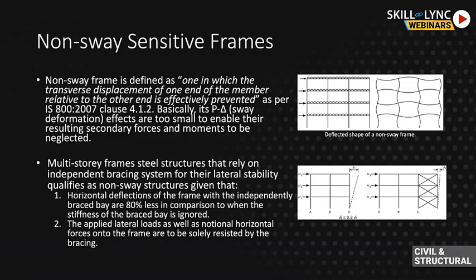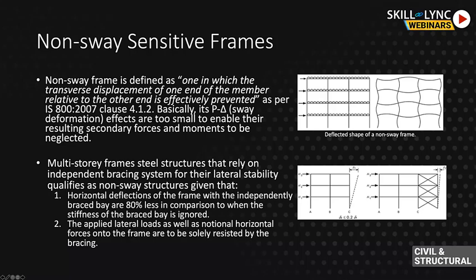Continuing on the topic of non-sway, you can see the top right image demonstrates the deformed shape. You can see inter-storey drifts are minimal in these kinds of frames, and IS 800:2007 defines them as one in which the transverse displacement of one end of the member relative to the other end is effectively prevented. So basically, P-large-delta effects are too small to require the resulting secondary effects and moments to be considered.